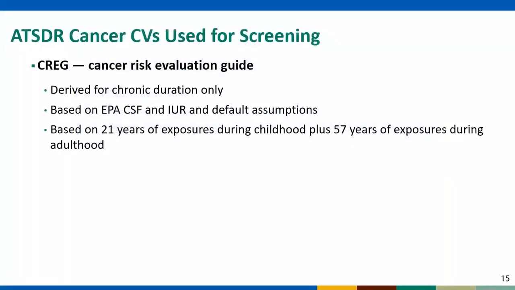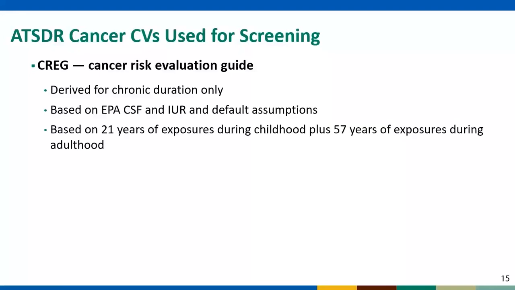Now let's switch to ATSDR CVs used for screening cancer effects. ATSDR's Cancer Risk Evaluation Guide, or CREG, is derived for chronic durations. Again, they're based on EPA's oral CSF and IURs. These are based on 21 years of exposure during childhood, plus 57 years of exposure during adulthood.